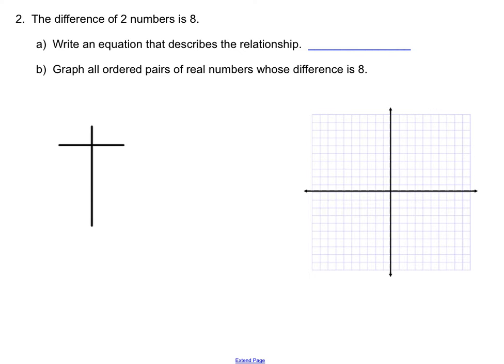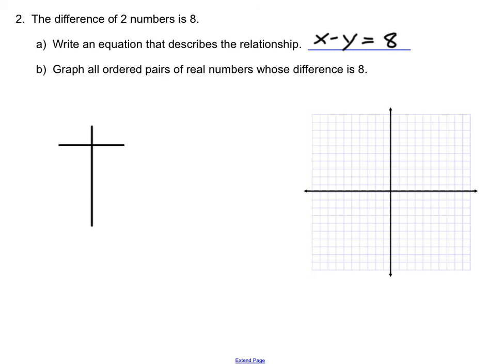Another example. This one doesn't really have a context. It's just a description of a relationship between two numbers. The difference of two numbers is 8. Difference means subtract, so our equation would be x minus y, where x and y are the two numbers, equals 8.